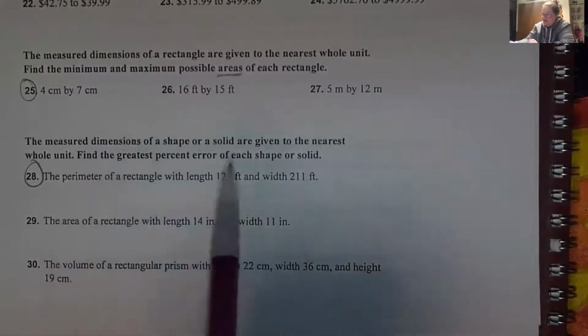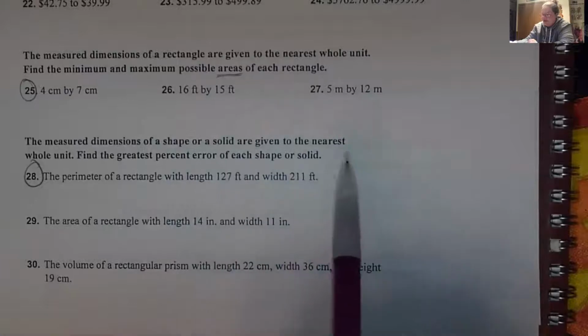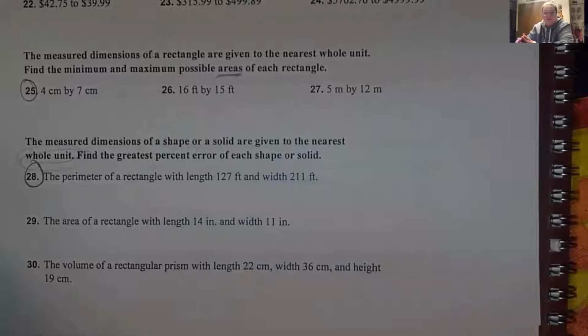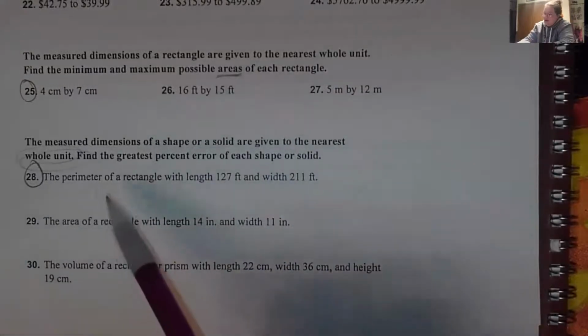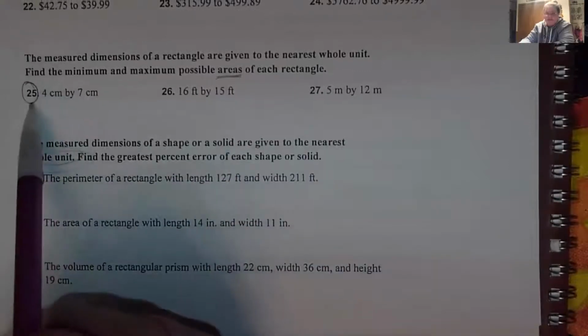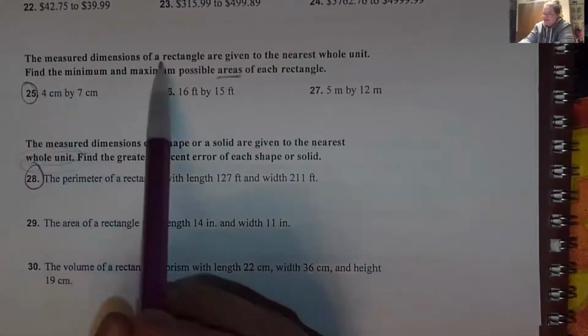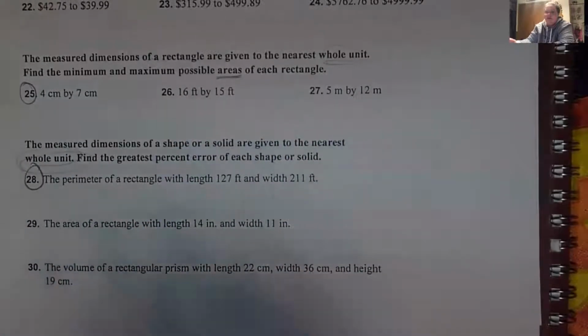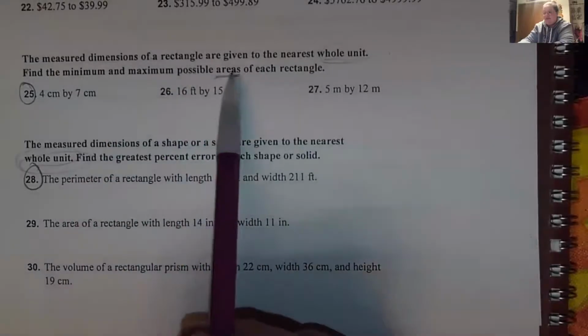Okay, 25. The measured dimensions of a shape or solid are given to the nearest whole unit. So they could be off by half a unit, either smaller or higher, okay? Find the greatest percent. Oh, we're skipping that one. Sorry. Let's go back up to 25 first. The measured dimensions of a rectangle are given to the nearest whole unit. Again, could be off by half a unit, either low or high. Find the minimum and maximum possible areas.